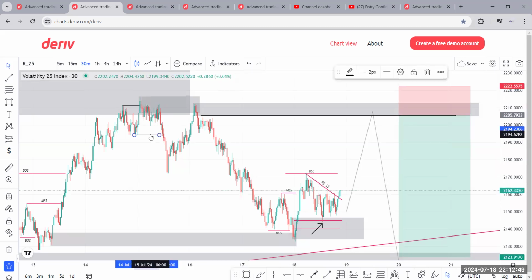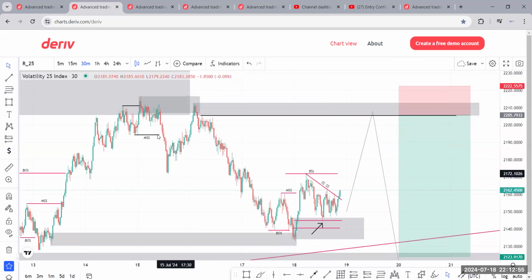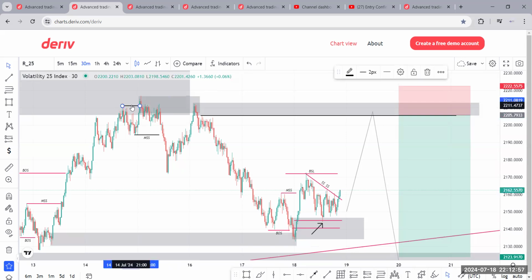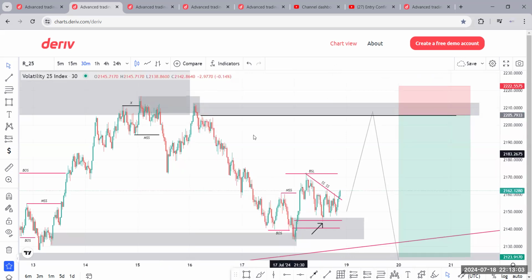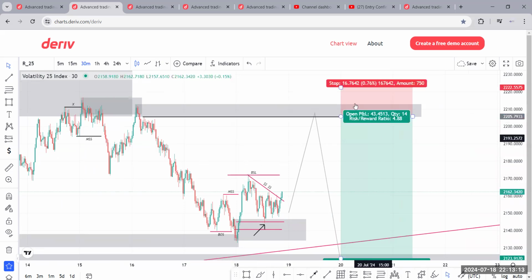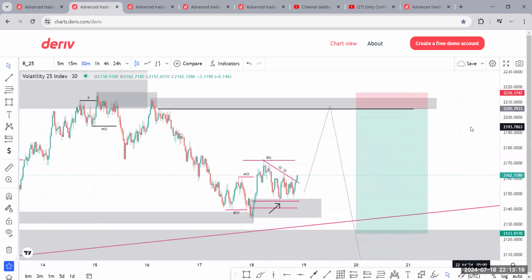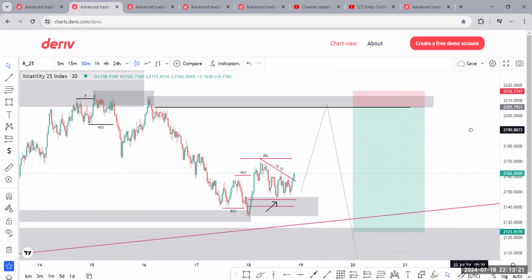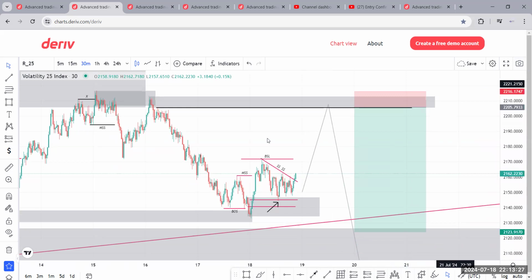All right. So we have a market structure shift to the bottom here. And this was a liquidity sweep. So I'll be expecting price to come and mitigate this area, sweeping these relative equal highs and selling down for that bearish continuation. So that is what I have. Let me take a screenshot.